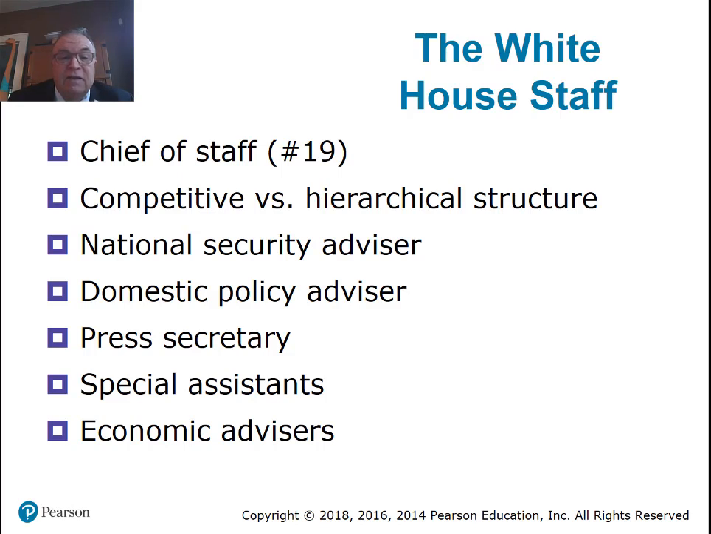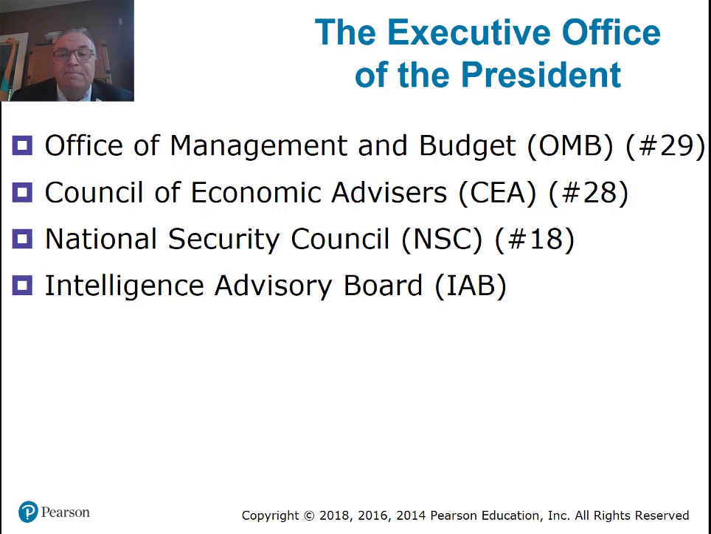And so the chief of staff's at the top, and then the national security advisor, which advises presidents on international affairs, the domestic policy advisor, advising the president on the economy, the press secretary, who stands out there every day in the press room talking about the presidency and what's going on, and then various special assistants and other types of advisors like economic advisors. So the chief of staff and then the NSA and DPA are at the top of the heap, and everybody else is kind of underneath it.